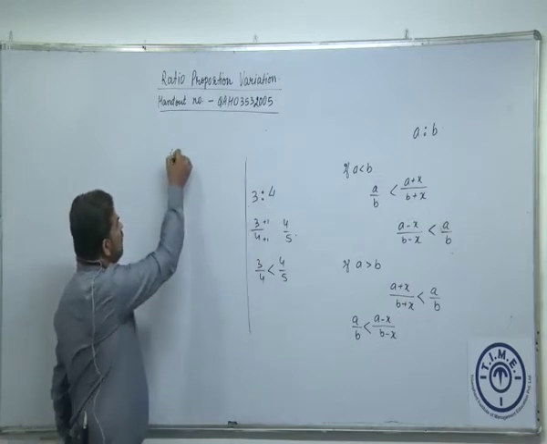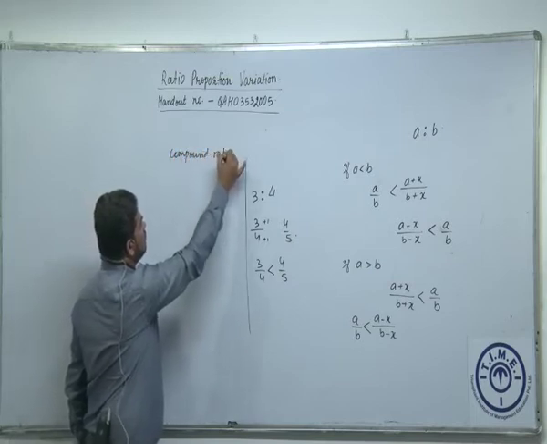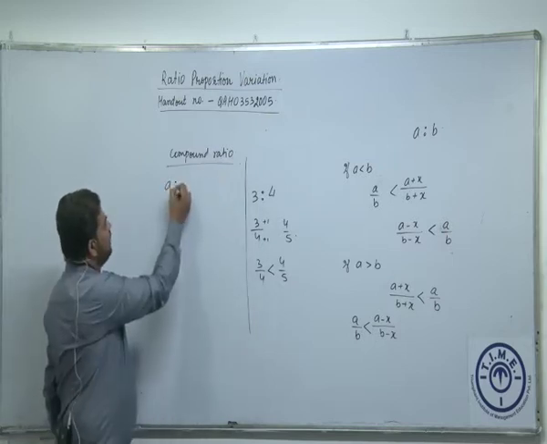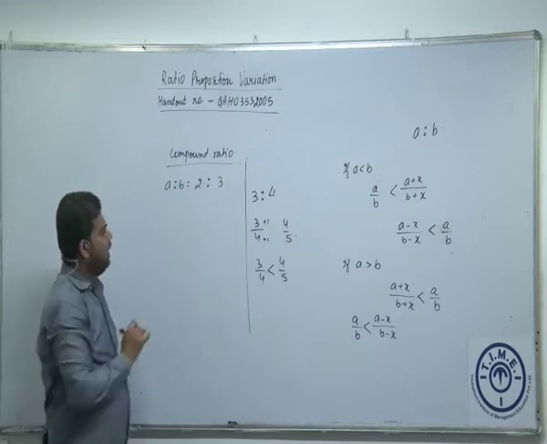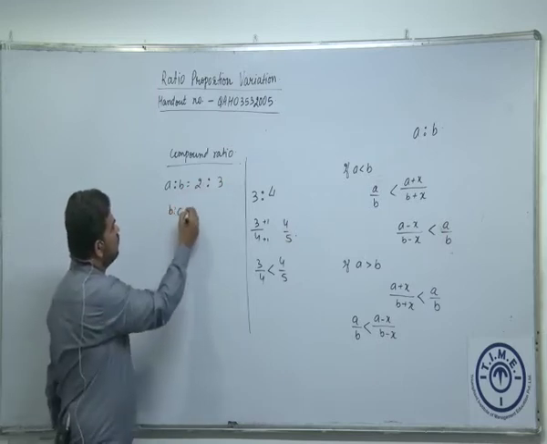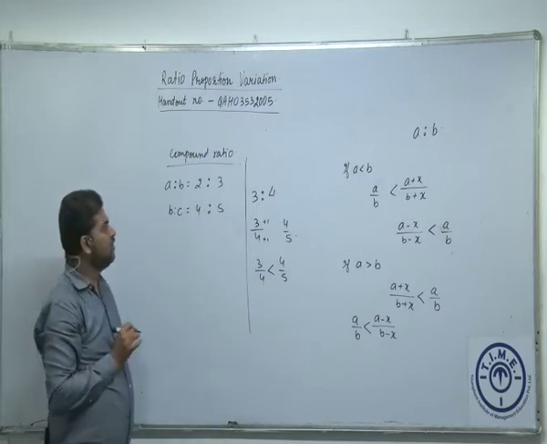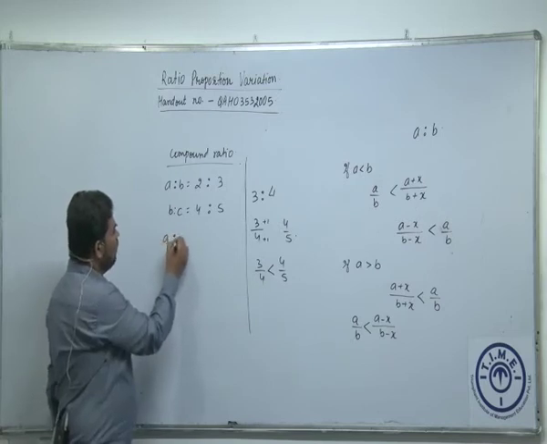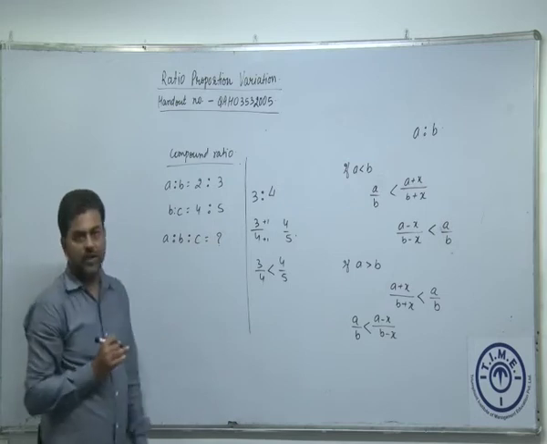Okay, so let us understand what compound ratios are. Suppose I am saying A is to B is 2 is to 3, and B is to C is 4 is to 5. A is to B is 2 is to 3 and B is to C is 4 is to 5. So we have to find the compound ratio of these two ratios, A is to B is to C.